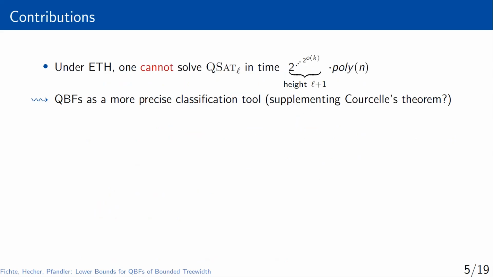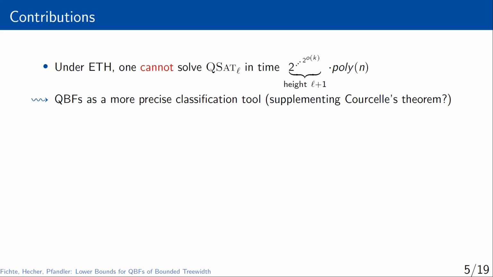This brings me to our contributions. Well, we basically established that under ETH, one cannot significantly improve Chen's algorithm. So QSAT of treewidth k with quantifier rank l cannot be solved better than in runtime that is l-fold exponential in the treewidth, while still being polynomial in the instance size.